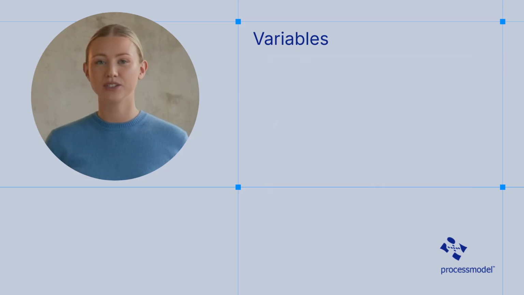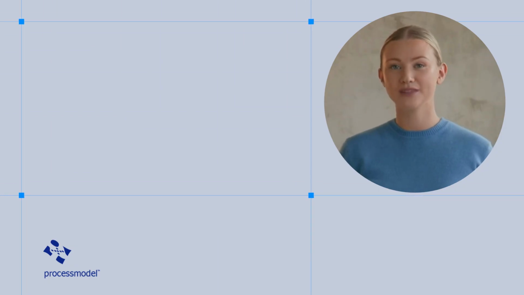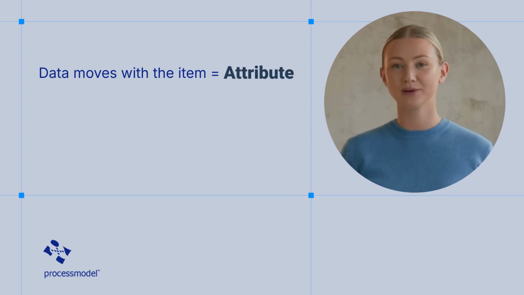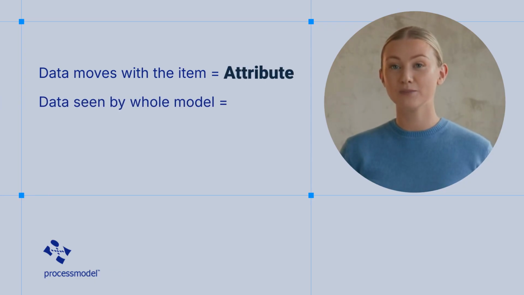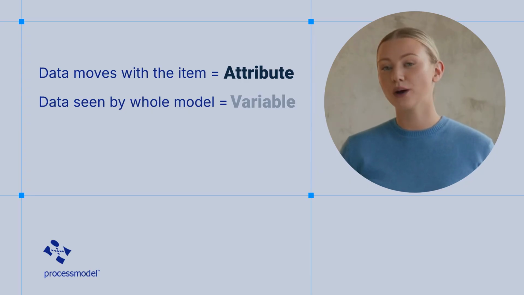Just like attributes, you should use a naming convention here. Start all variables with v, like v_count or v_total. So, remember, if the data needs to move with the item, use an attribute. If the data needs to be seen by the whole model or reported in Excel, use a variable. Now that you know the difference, let's look at how to write the logic.